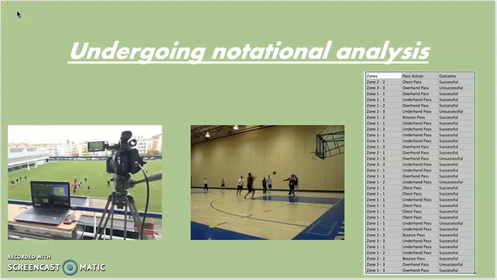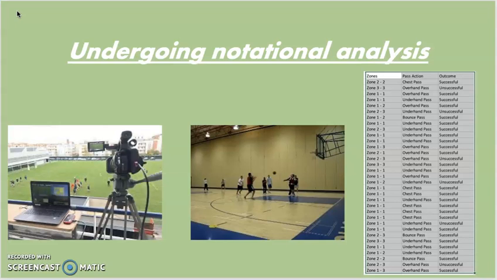So firstly, Hughes and Frank's 2003 states that notational analysis is used by coaches and sports scientists to gather objective data on the performance of athletes. Tactics, technique, individual athletes, movement, and work rate can all be analysed, enabling coaches and athletes to learn more about performance and gain a competitive advantage.